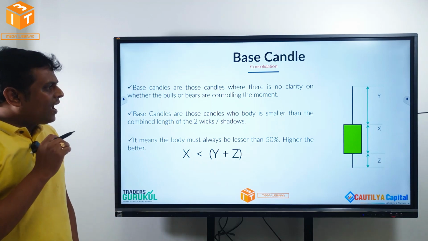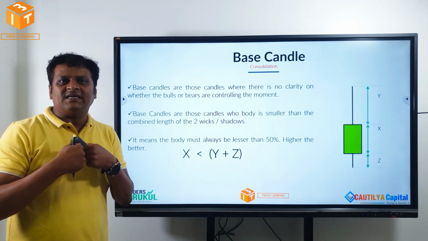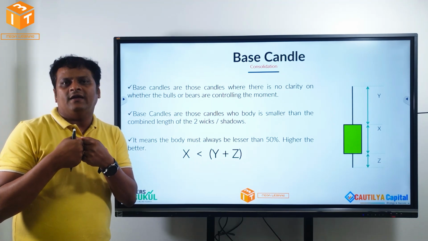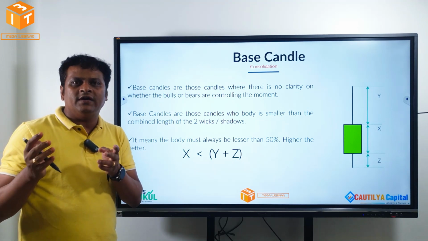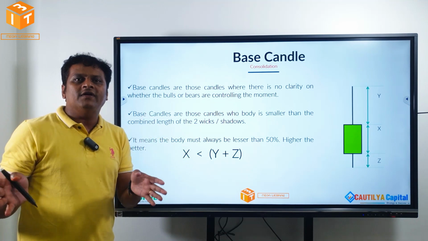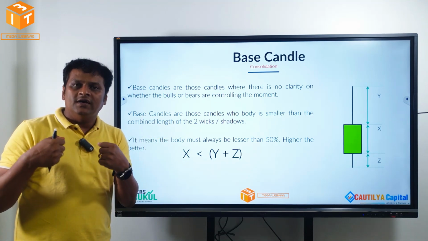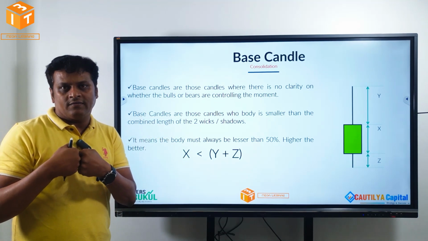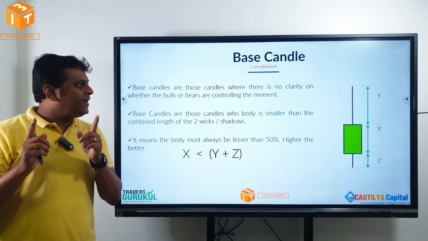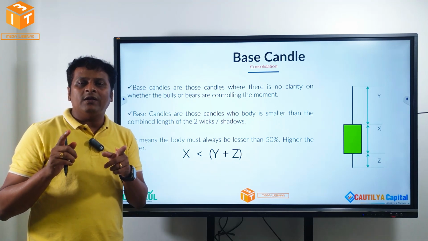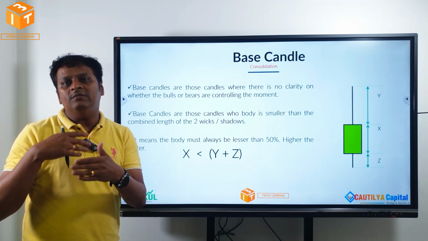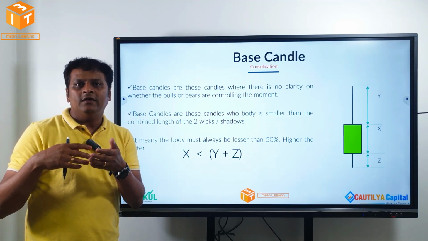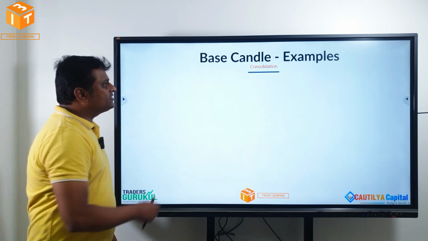Alright. So ideally, a base candle is like a test match, draw match. You might score a little more runs, you might get a little more wickets. However, at the end, it's a draw match. Why? Because it's an equal tug of war. And remember the fact, base is a place where maximum transaction happens, where there is maximum buying and selling between users. Let's see some examples.